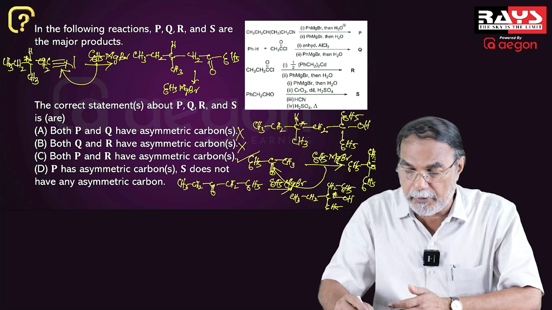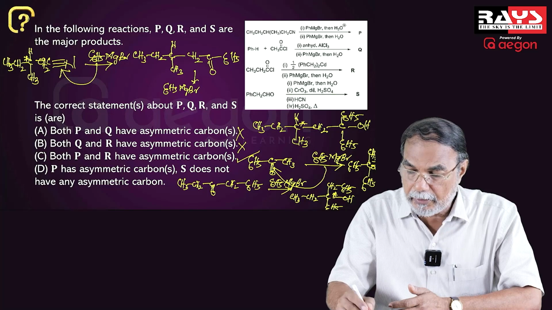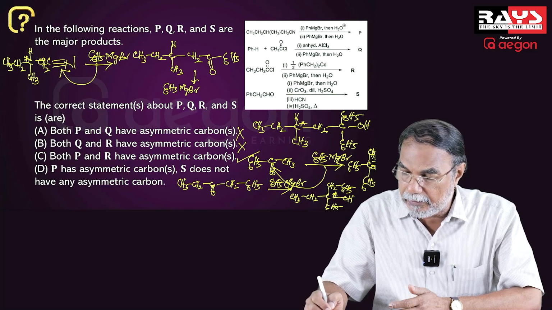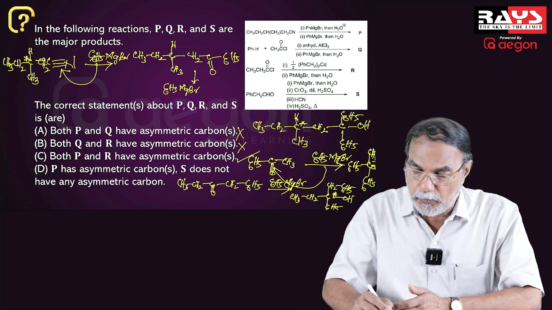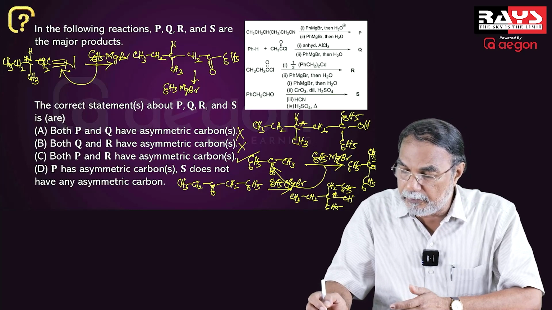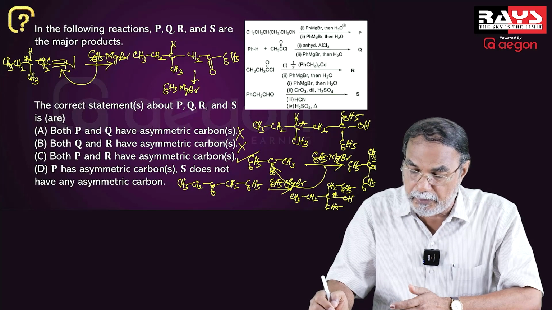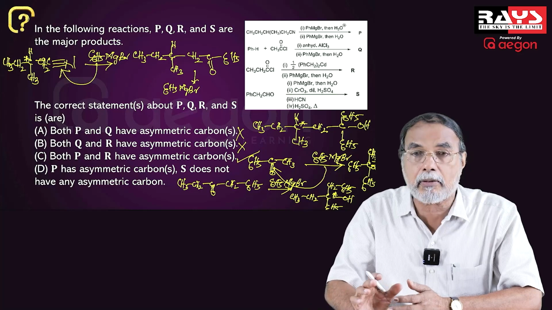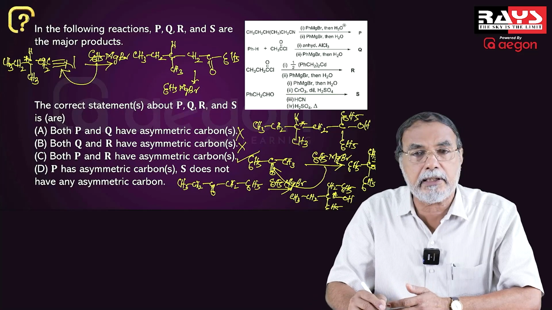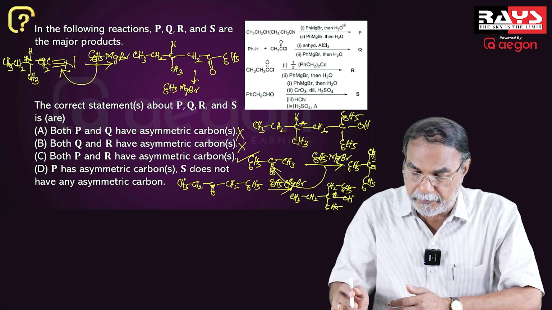Whereas the third statement, both P and R have asymmetric carbon atoms, is a correct statement. P has an asymmetric carbon. You have seen that. Okay. And R has an asymmetric carbon, and therefore both P and R have asymmetric carbon. Q doesn't have an asymmetric carbon. So the statements A and B are wrong. And the third statement, both P and R have asymmetric carbon, is a correct statement.